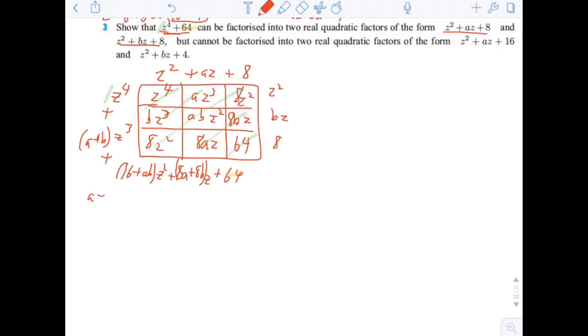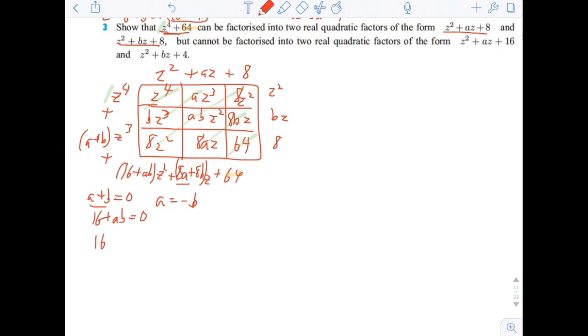So that means a plus b equals 0. That means 8a plus 8b equals 0. But remember, 8a plus 8b equals 0 is the same thing as a plus b equals 0. So this doesn't add anything else. And then 16 plus ab equals 0. So we know that a equals negative b because a plus b equals 0.